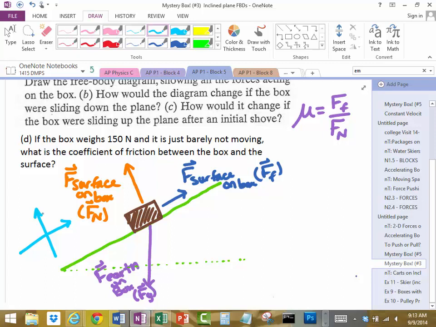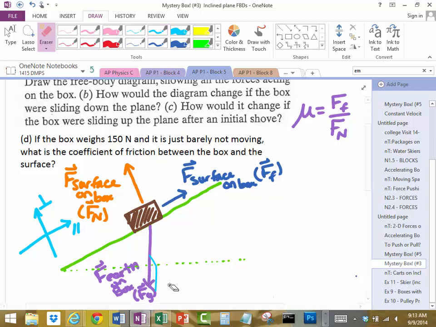FN, N for what? Normal. Normal means what? Perpendicular, right? It's always going to be perpendicular to the surface. And what's the surface? Parallel. So I'm going to call them perpendicular and parallel. Okay? It takes no more work than X's and Y's. It's two lines and two lines. So no big deal. It's going to be more accurate to describe it this way.